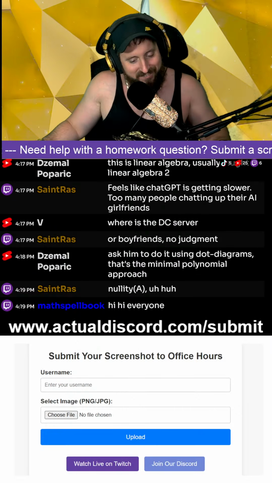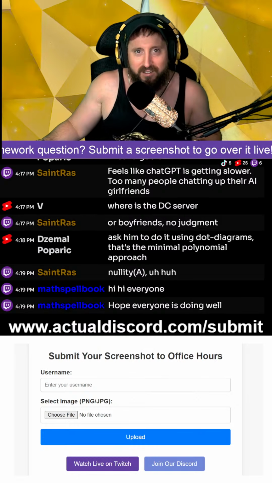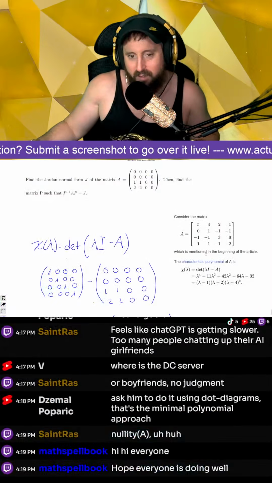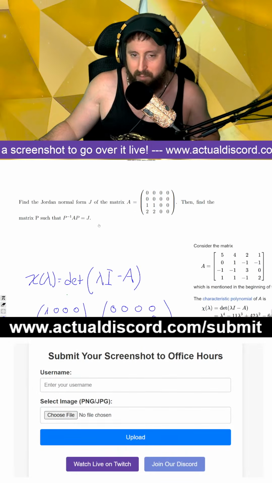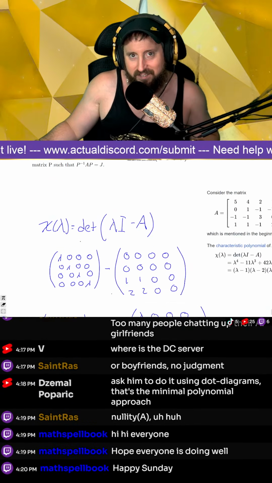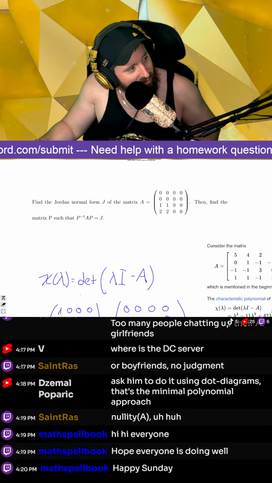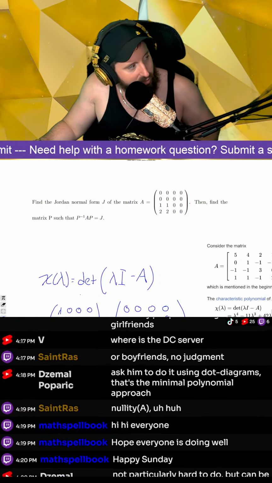What's up, Math Spellbook? Happy Sunday to you. I hope you're doing well, too. I was going through trying to maybe solve this, but yeah, it's not gonna happen today. This is a little bit above my knowledge of being able to do math. It's a cool question though.